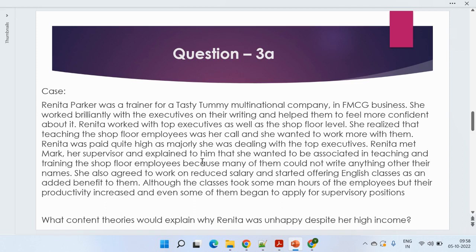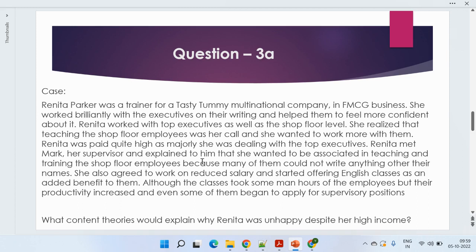So in this case, I will think, okay, I am just looking for something which is challenging for me, some challenging environment, maybe some challenging tasks, maybe certain things which will encourage me and help me. So in this case, Renita Parker is also having the same issue. She had a high salary, she was taking care of the executives, being at the supervisory level, or maybe at the CEO level. They are already well versed in their communication and writing skills, so teaching them was not a big challenge.